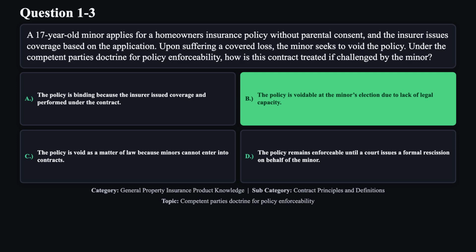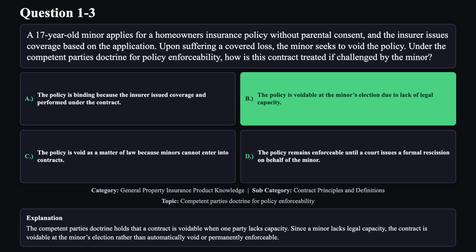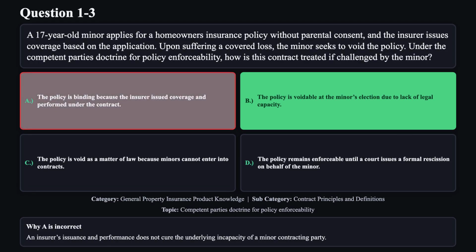The correct answer is B. The competent parties doctrine holds that a contract is voidable when one party lacks capacity. Since a minor lacks legal capacity, the contract is voidable at the minor's election rather than automatically void or permanently enforceable. Reason A is not correct. An insurer's issuance and performance does not cure the underlying incapacity of a minor contracting party.